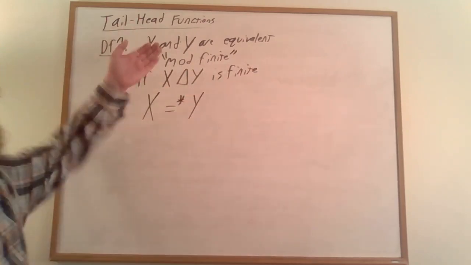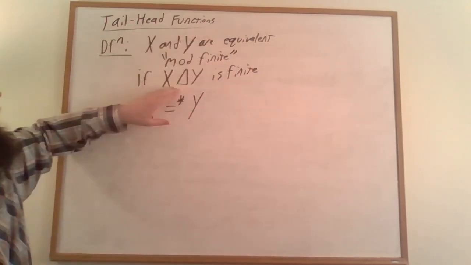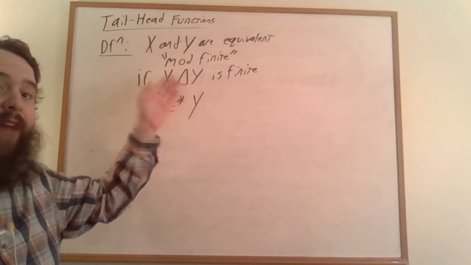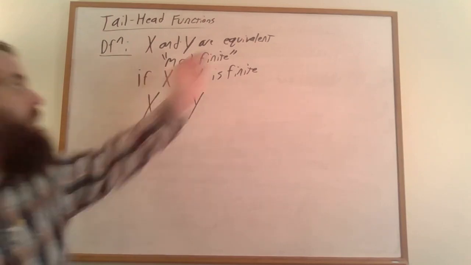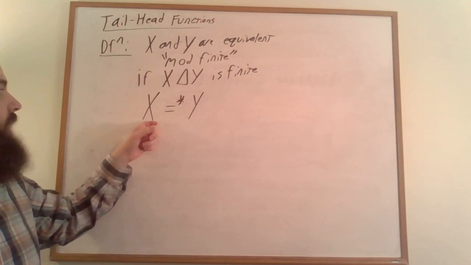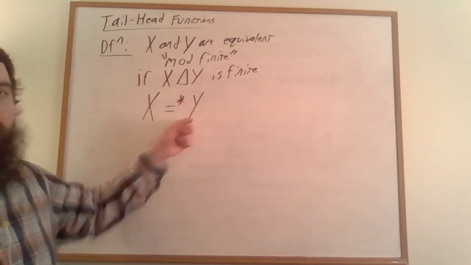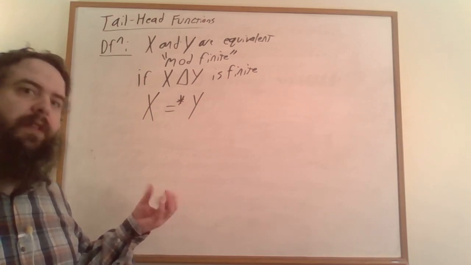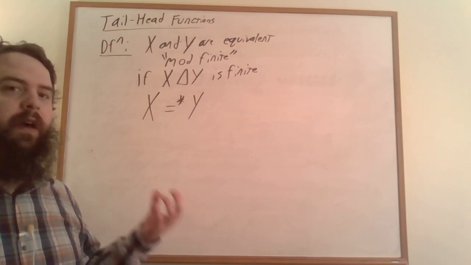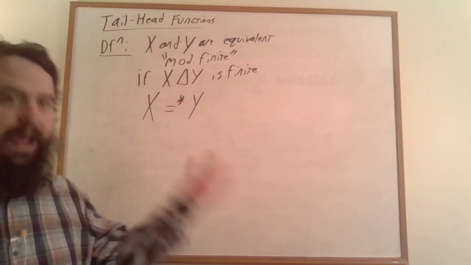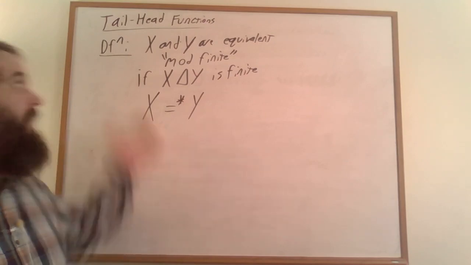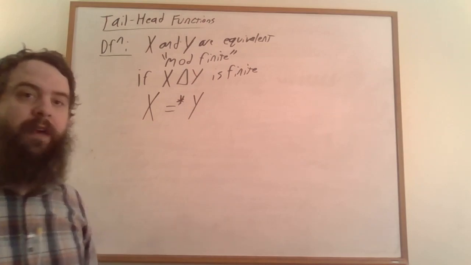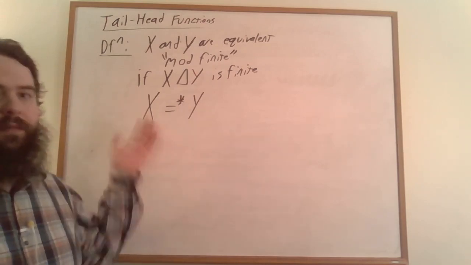So we say that two sets are equivalent mod finite if their symmetric difference, the set of all positions where they disagree, the set of all values that they disagree on, is finite. And we use the notation x =* y to indicate that. This shows up all the time within mathematics, and it's similarly hard to get a handle on, like tail equivalence or head equivalence are. We can, of course, change a set in finitely many positions and not change its mod finite equivalence class, kind of by construction, by definition.